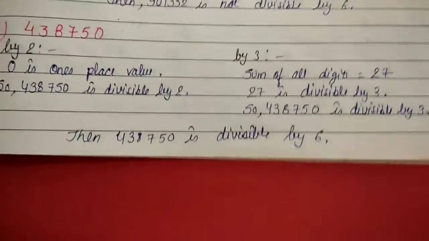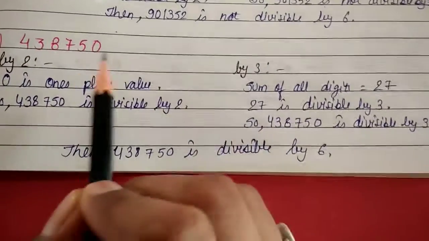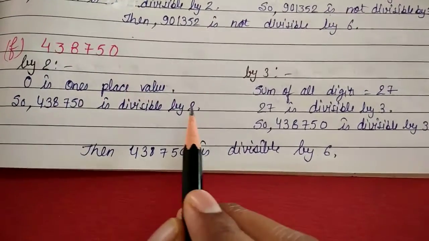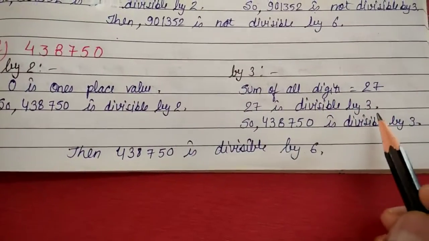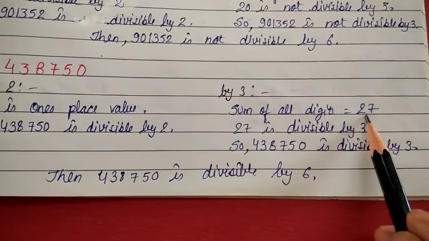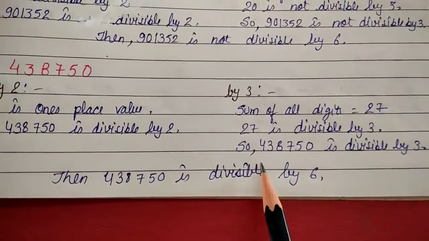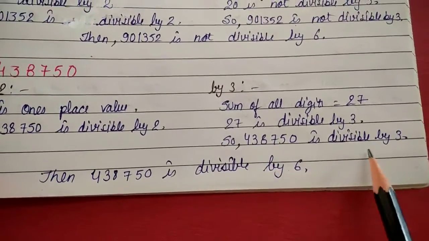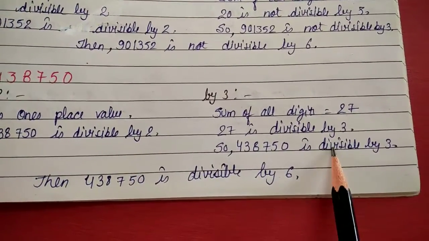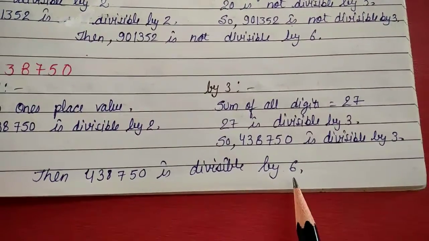Then F is 438750. Here we have the unit place as 0. It means that the complete number is divisible by 2. And for the divisibility of 3, when we add all the digits, we have 27. And 27 is divisible by 3. So we can say our number 438750 is divisible by 3. Both the 2 and 3 conditions are satisfied. Because of that, we can write 438750 is divisible by 6.